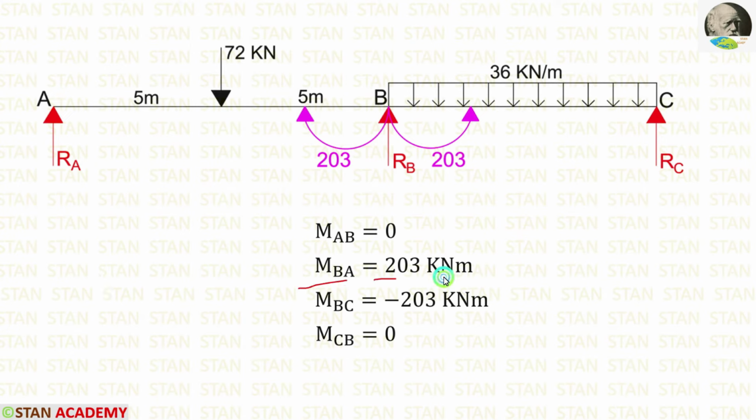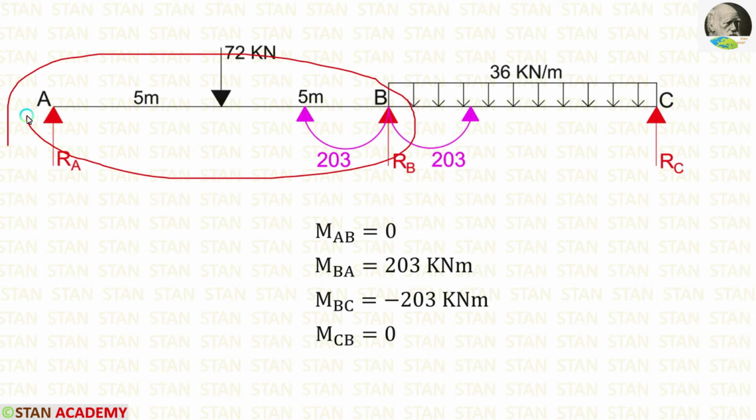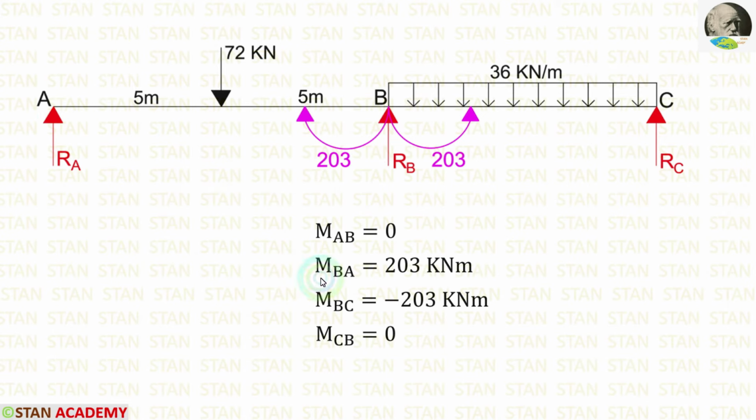For MBA, we are getting a positive value. That means it is acting in the clockwise direction. For MBC, we are getting a negative value. That means it is acting in the anti-clockwise direction. Now let us calculate the reactions. First, let us take the span AB and calculate the reactions. In the span AB, we have a moment MBA which is acting in the clockwise direction. So when we calculate the reactions in the span AB, we have to take the moment MBA.